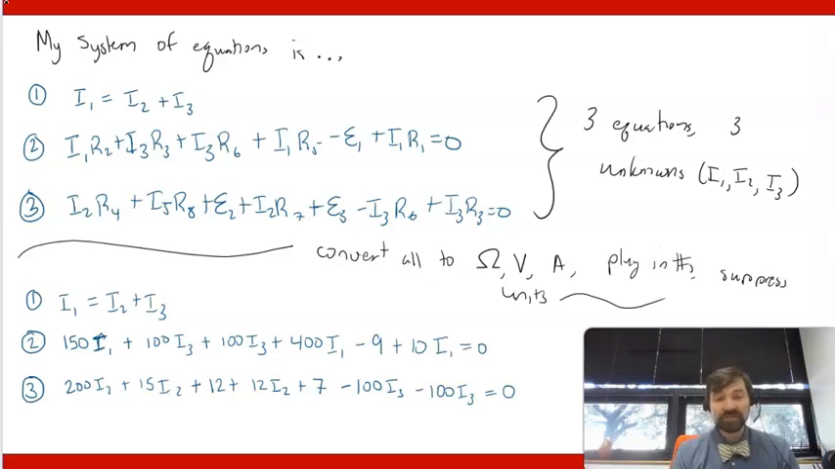And so it's easy to identify now that the only three unknowns in here that we don't have values for are I1, I2, and I3. So this is kind of like solving an equation where you have x equals y plus z, 150x plus 100z plus another 100z plus 400x minus 9 plus 10x is 0, and 200y plus 15y plus 12 plus 12y plus 7 minus 100z minus 100z equals 0. So you have x, y, z, you solve.